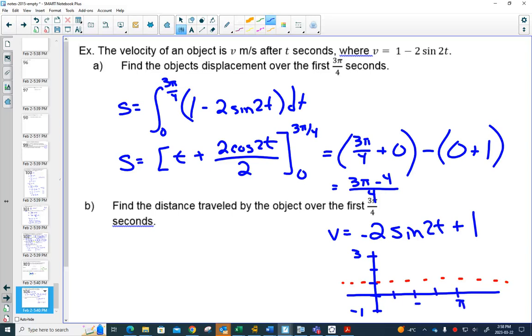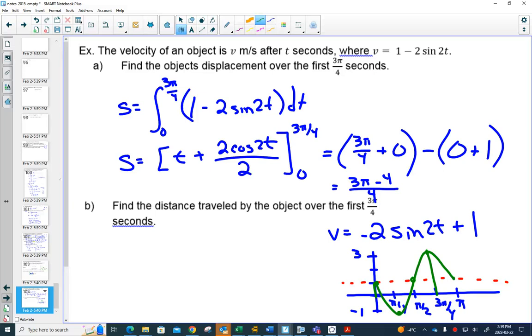Split that into 4 equal sections. And a sine graph starts in the middle, normally going up, but this sine graph would start in the middle, going down. And so here is what I have, and I want to find the distance traveled over the first 3 pi over 4.